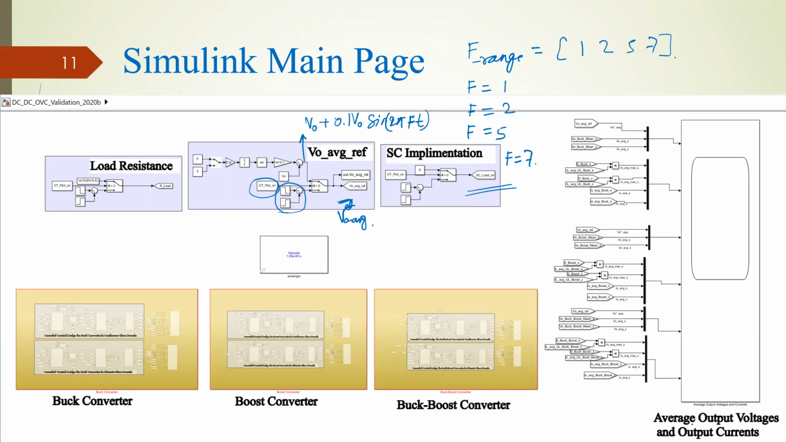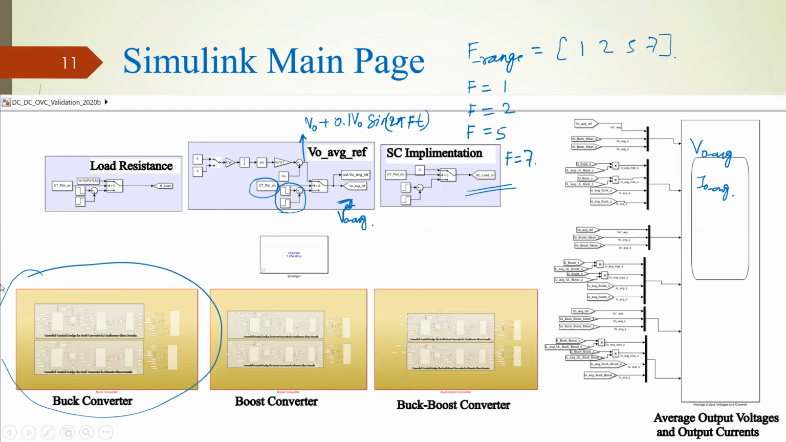So this is to see our V out average, and then I out average for all converters, which we will also see. And here we have control for all these three topologies: the buck converter, boost converter, and buck-boost converter. So let's open this part.